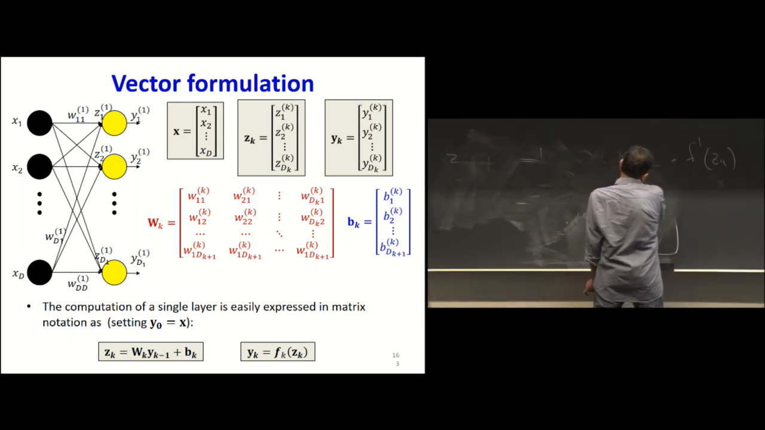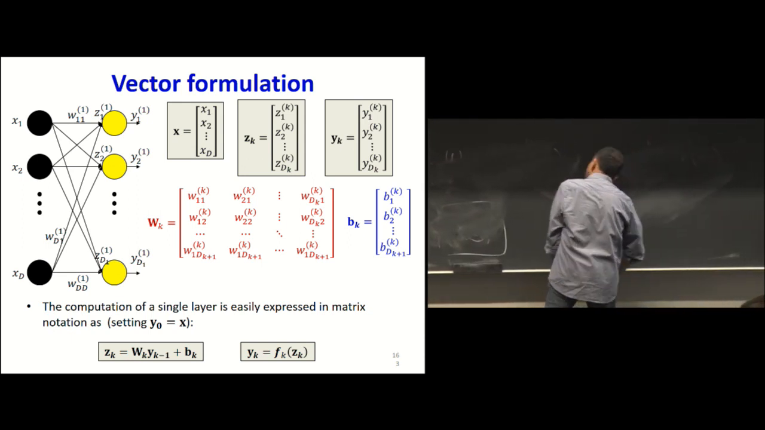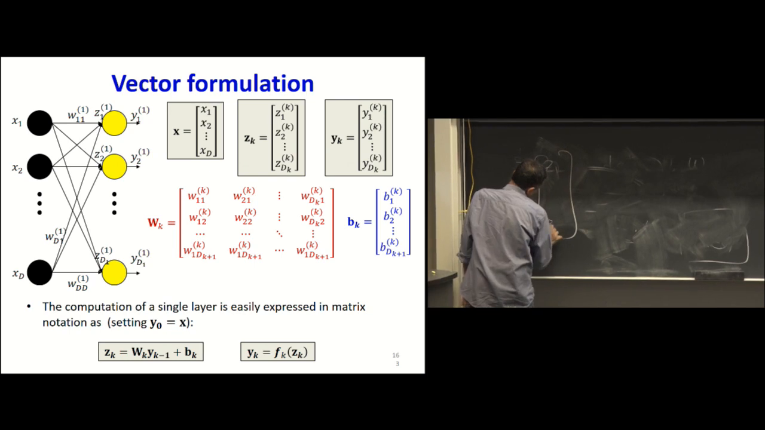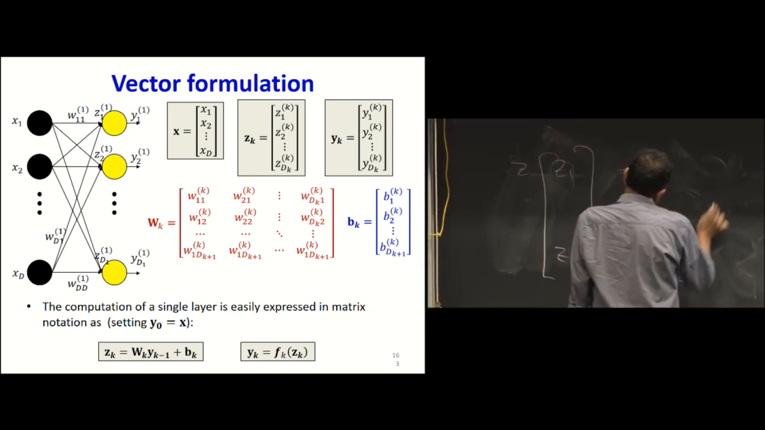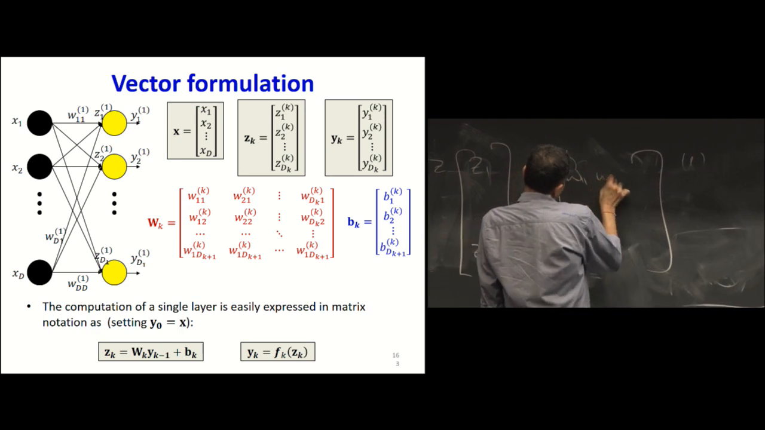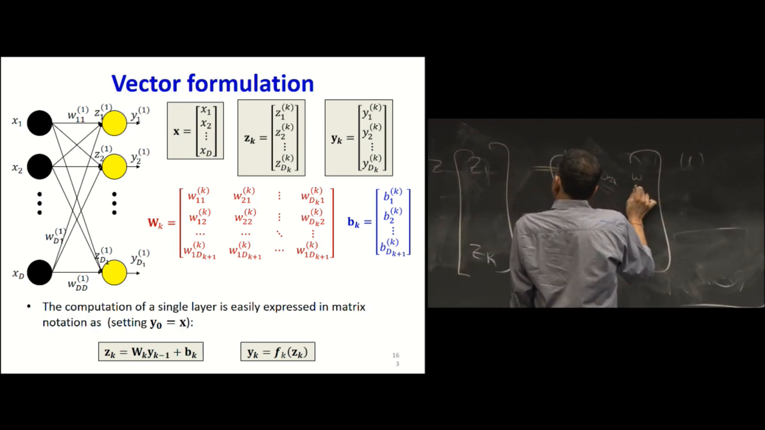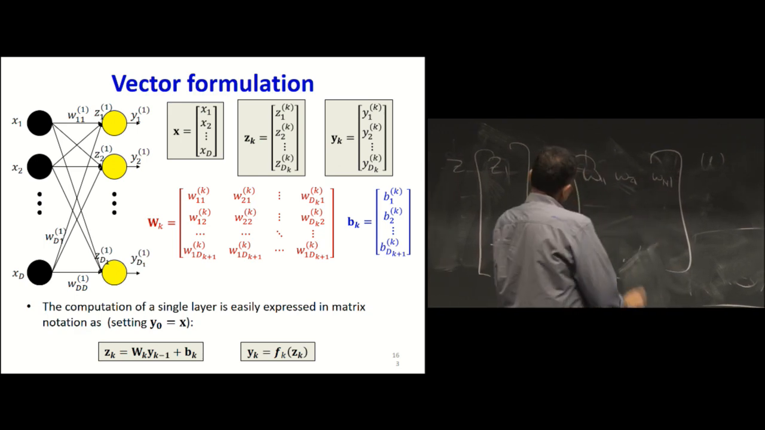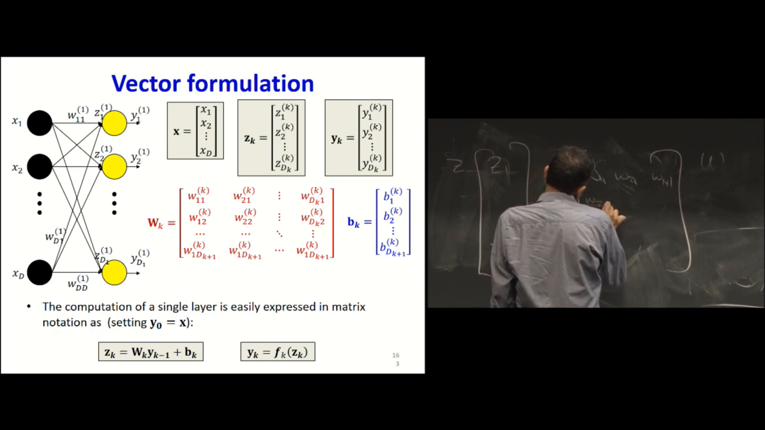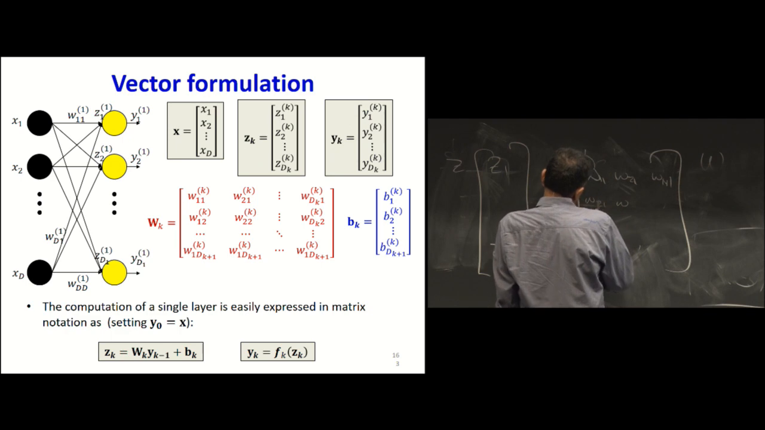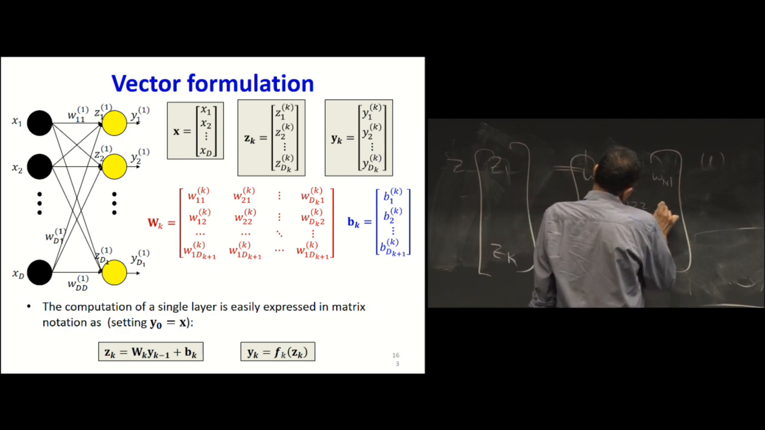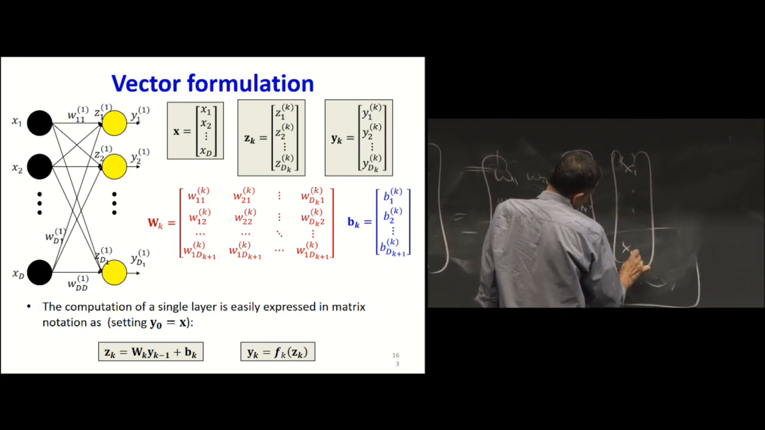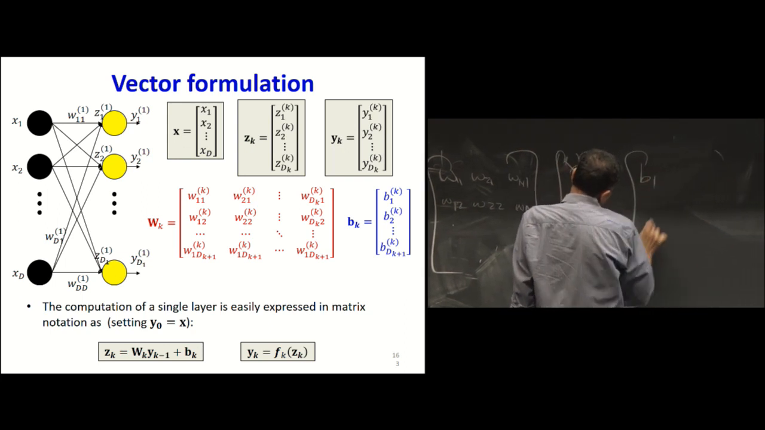writing this, maybe it's worth it. So I'm writing z1 through zk equals w11, w21, some n, if n is the number of inputs, right? So this second one is going to be w21, w12, w22, wn2. And this is going to be x1 through xn plus b1 through bk.